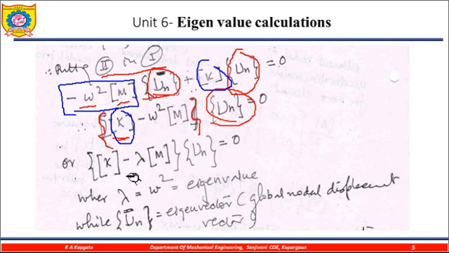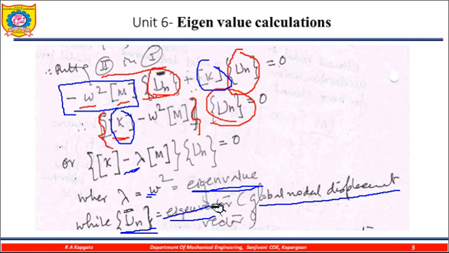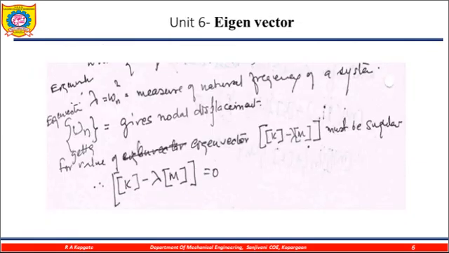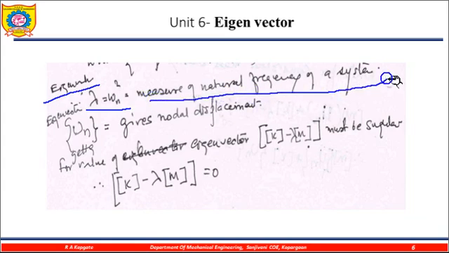equal to 0, where lambda is equal to omega square, and that lambda, omega square, is the eigenvalue, so I can very easily find that eigenvalue. While my un is the eigenvector. So this eigenvector is the global modal displacement vector. So this is called the eigenvector. So un is the eigenvector and lambda is the eigenvalue. So what we get is the eigenvalue lambda equal to omega square. So this is the measure of the natural frequency of a system.